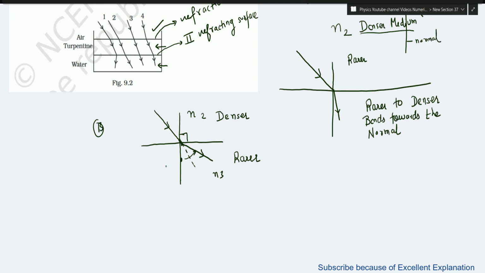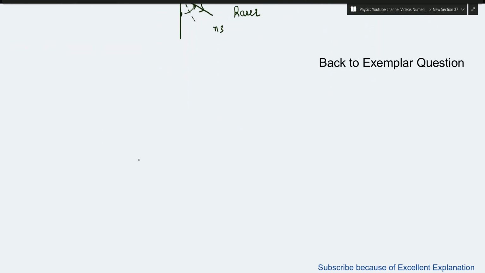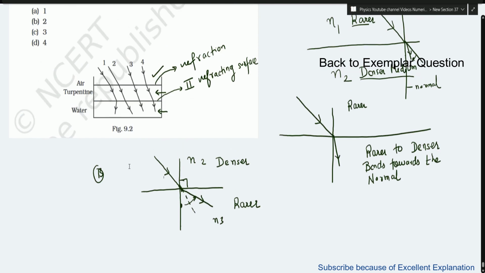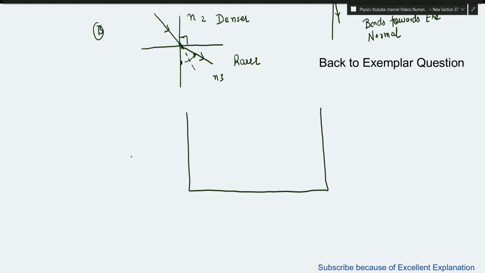So, denser to rarer. If you look into the problem, I will draw the diagram of this particular question now. Let's say this is your container. The container has two liquids inside it. Then you have a turpentine layer, and then you have water, and air is here. The topmost layer is all air.